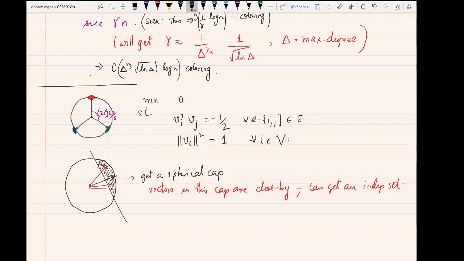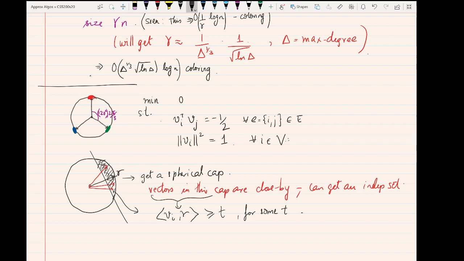So here's my random vector R. The vectors in this cap satisfy that the inner product between the vector and my random vector R is at least some threshold T. Now, in the case of max cut, all we needed was the sign. Here we are going to actually keep an explicit threshold.